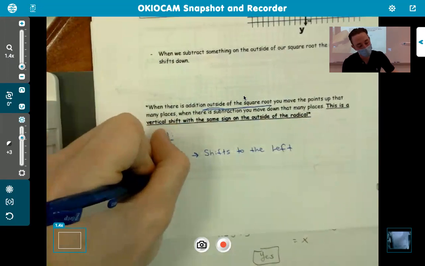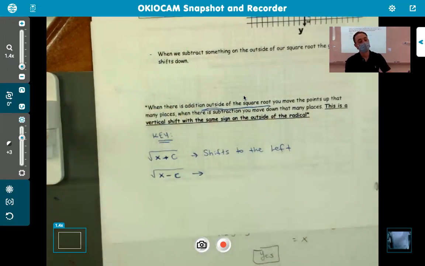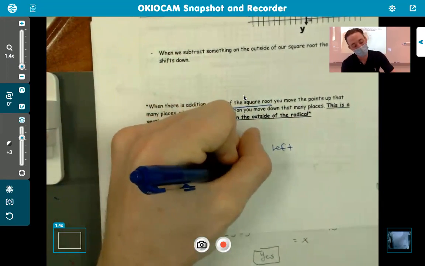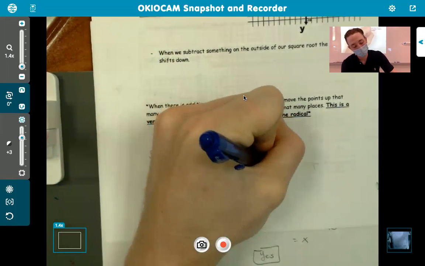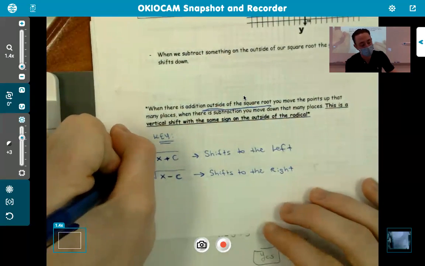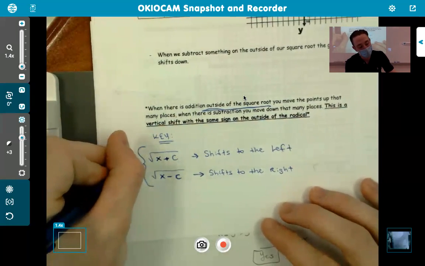What happens when I'm subtracting? So if I have x minus c, it shifts to the right. That many places. So if it's x minus 4, I move every point from my original function to the right 4. Okay. If it's x plus 3, I move everything to the left 3 from my original function. And these two situations, when I'm adding or subtracting underneath my square root, these are our horizontal shifts.